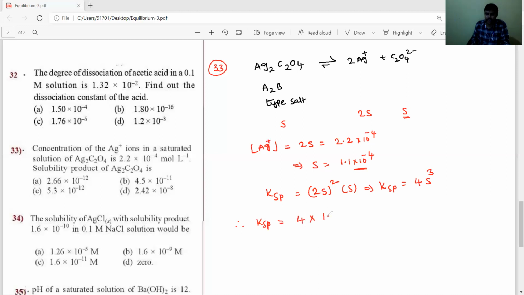How much S did we get, dear students? 1.1 into 10 to the power of minus 4 whole cube. On simplification, we'll get approximately 5.32 into 10 to the power of minus 12. So 10 to the power of minus 4 whole cube means 10 to the power of minus 12. 1.1 whole cube into 4, if you simplify, then 5.32 will come. So the answer is C option.